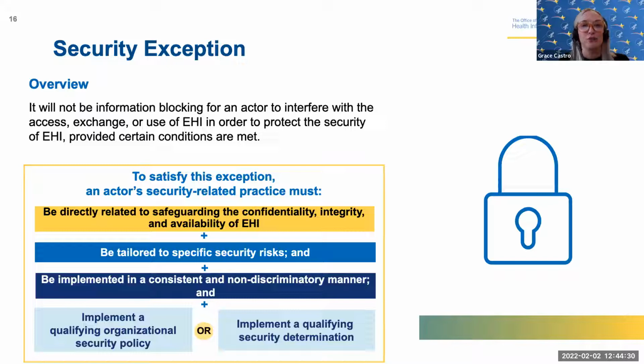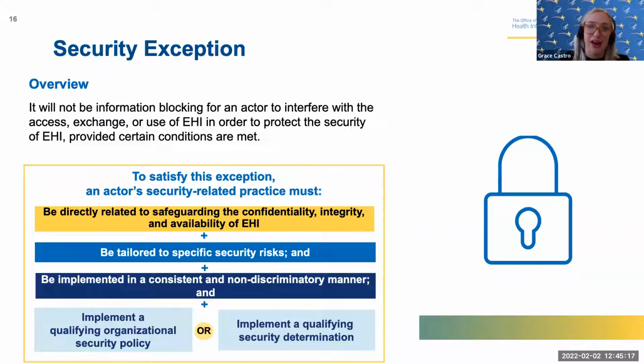So the overarching purpose of the security exception is to provide flexibility for actors to use reasonable and necessary security practices, while also screening out the practices that assert that they promote the security of EHI, but in reality, unreasonably and/or unnecessarily interfere with the access, exchange, and use of EHI. For instance, unreasonable or unnecessary interference can include practices that assert that they promote security of EHI, but they're actually unreasonably broad or onerous on those seeking to access EHI.